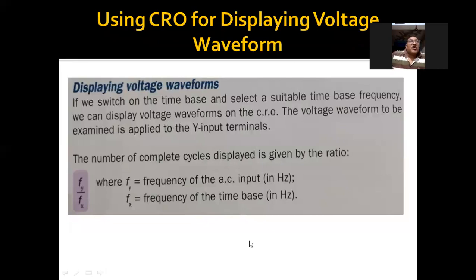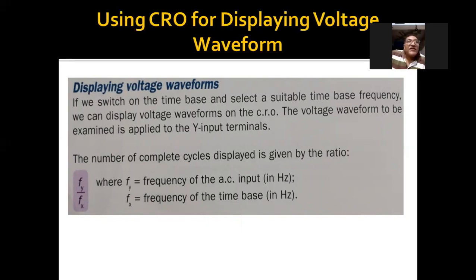Okay, so displaying the voltage waveform: if we switch on the time base and select a suitable time base frequency, we can display a voltage waveform on the CRO. The voltage waveform to be examined is applied to the Y input terminals. The thing whose waveform you want to see is always connected to the Y input terminal.